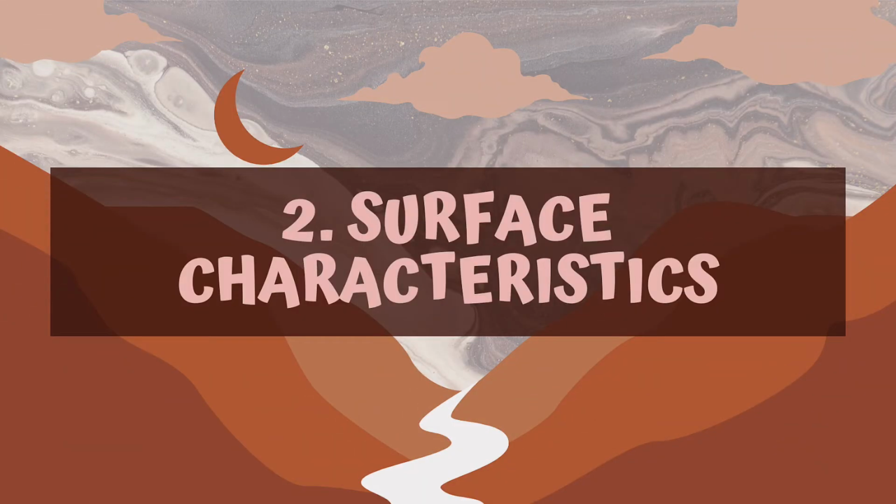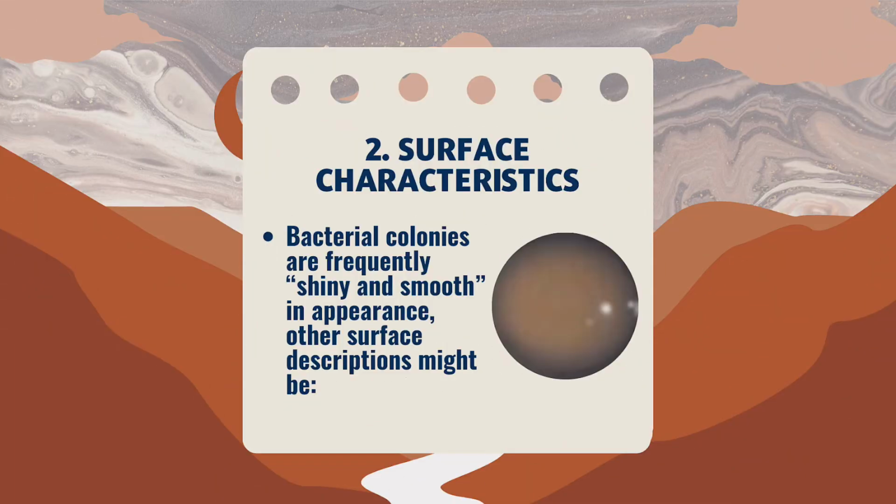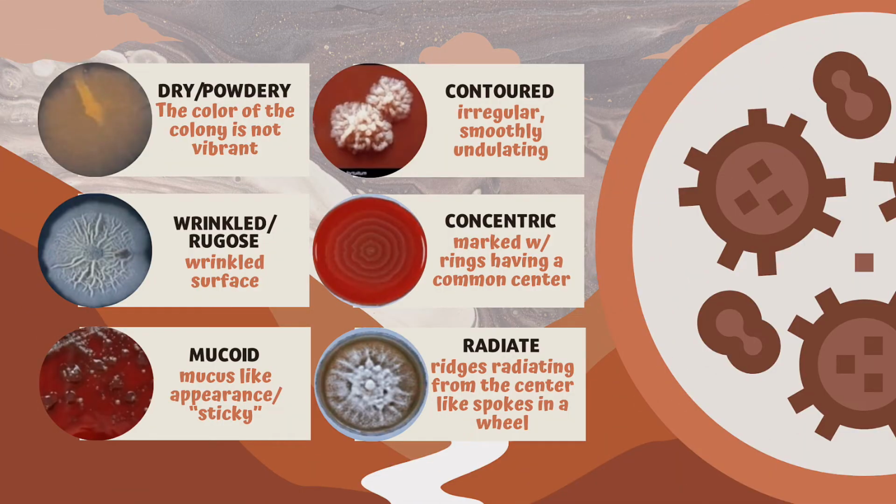The second characteristic is the surface characteristics. Bacterial colonies are frequently shiny and smooth in appearance. Other surface descriptions might be dry or powdery, wrinkled or rugose, mucoid, contoured, concentric, and lastly, radiate.